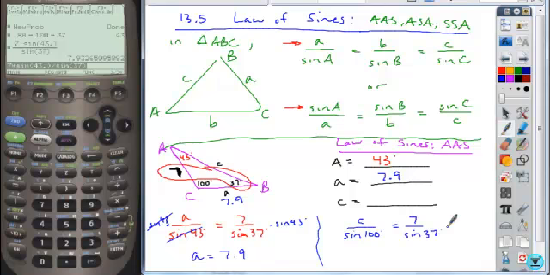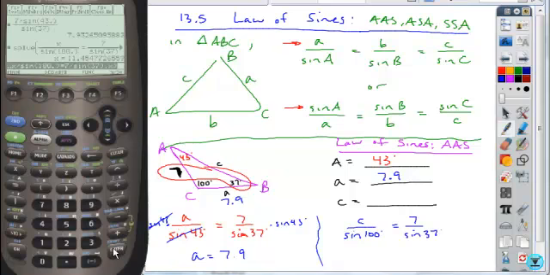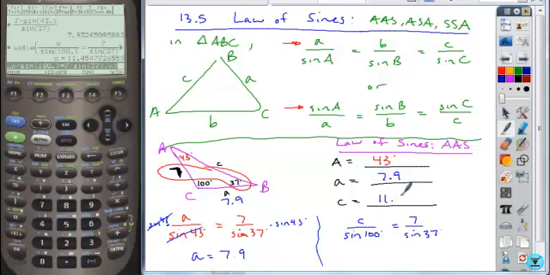I could multiply both sides by sine of 100 to solve for C. If your unknown is a side length, you can also use the solve feature on your calculator. So I'm just going to call that x over sine of 100, set it equal to 7 over the sine of 37, solve for x, and that's going to give me my solution for C, 11.5 approximately.